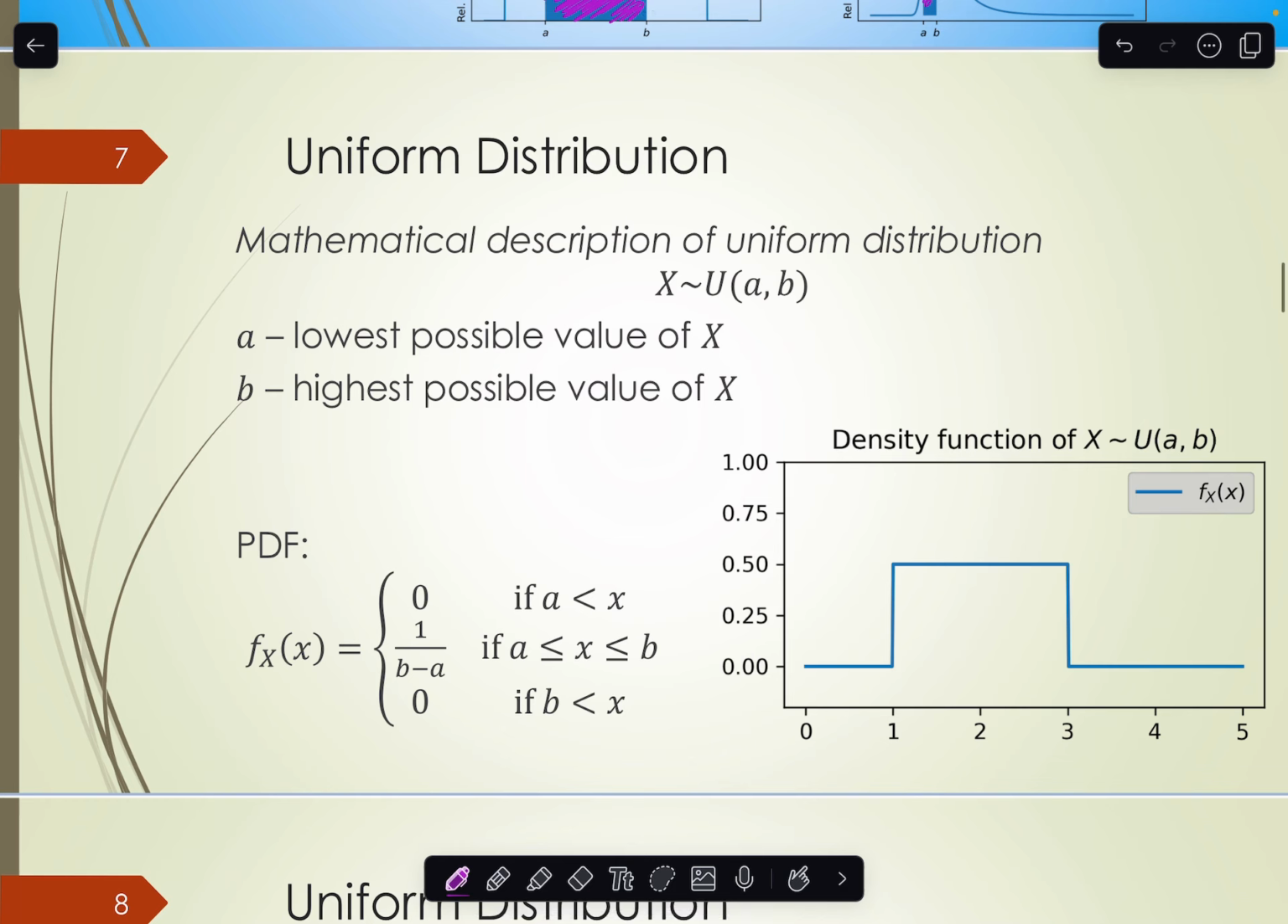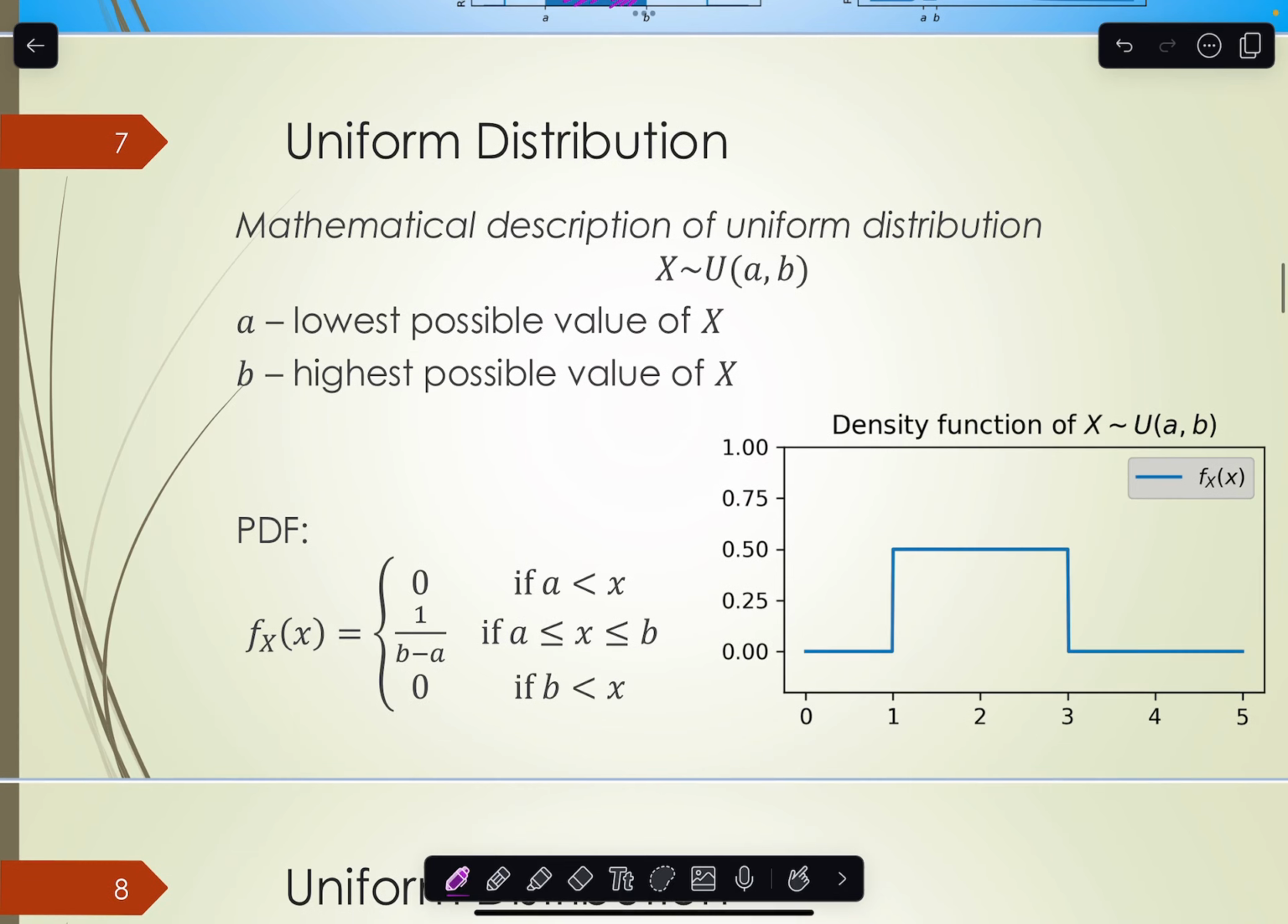So the first continuous random variable that we will be looking at is called the uniform distribution. This is when you have a situation in which there's a lowest possible value and a highest possible value, and all values between are equally likely. Its probability function is a rectangle.